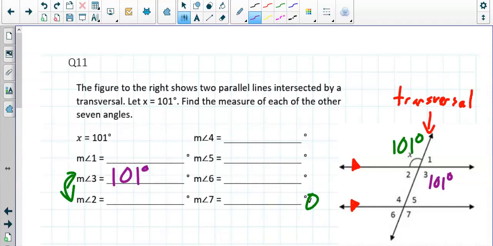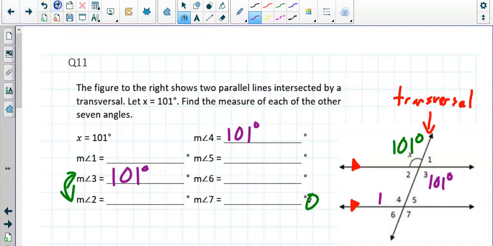From there, the next angle that I'm going to know about, you can either talk to me about angle 4 or angle 7. I'm going to talk to you about angle 4. We know that angle 4 is 101 degrees for a couple different reasons. Between X and 4, those are corresponding angles. Between 3 and 4, those are alternate interior angles. So you got a couple different ways that you can look at that to get to that answer.